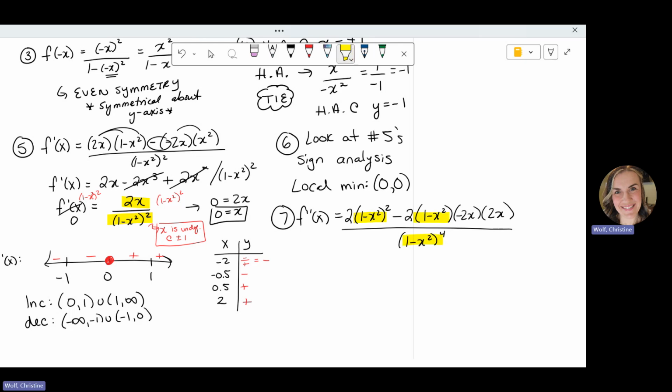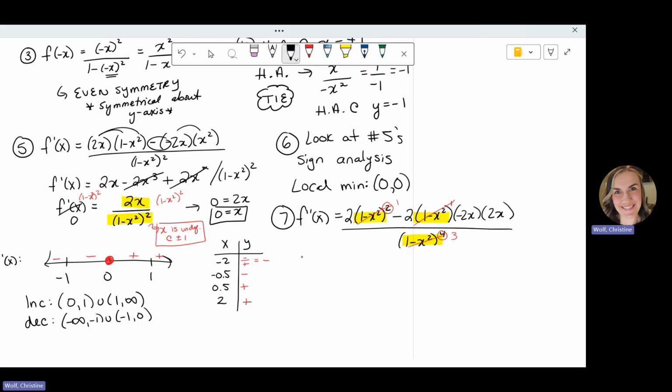Now, what I want you to look for are any common factors you have. You see how you have a 1 minus x squared everywhere? You have 2 of them here, 1 of them there, and 4 of them here. You have a common factor essentially in all of your terms. So let's slash. There'd only be 1 left here, none left there, and only 3 left here.